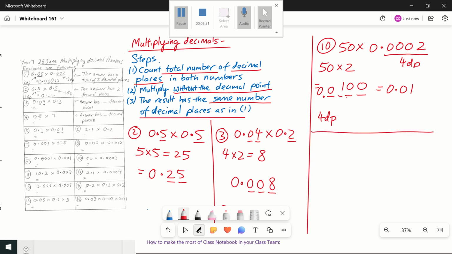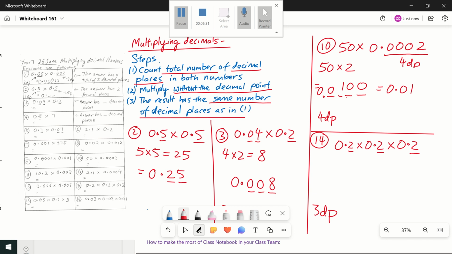Let's try one more. Let's go for question 14. Now, question 14 has 3 numbers. We've got 0.2 times 0.2 times 0.2. So if you do a count, there is 1 decimal place, a 2nd decimal place, and a 3rd decimal place. So you expect there to be 3 decimal places in your answer.